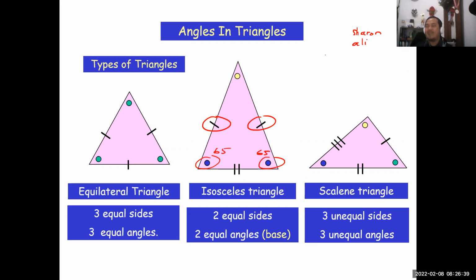Siku-siku, ya, bukan siku-siku ya. Nice try, Danisha. Thank you. Yeah, okay. Apa namanya? Scalene triangle.